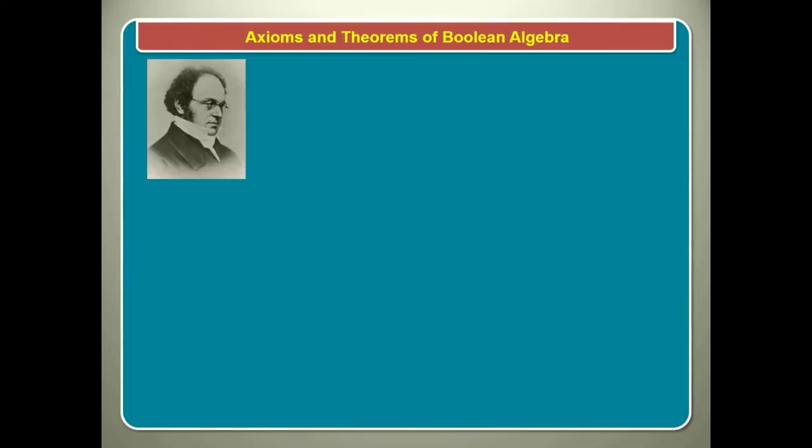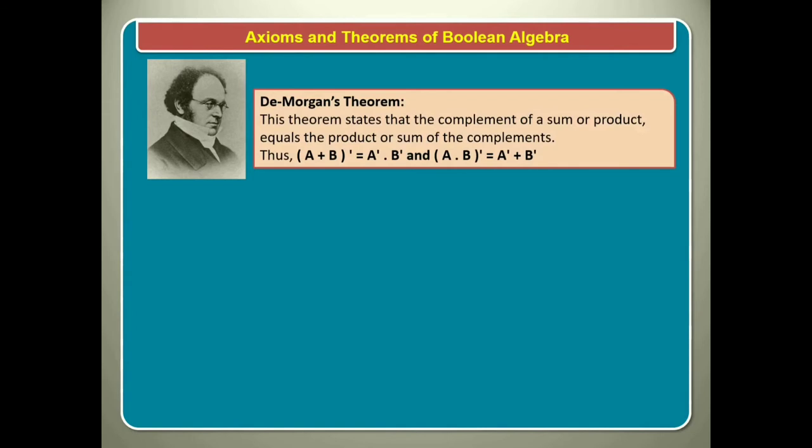Let us now move ahead to learn about the De Morgan's theorem. This theorem states that the complement of a sum or product equals the product or sum of the complements. Thus, the complement of the sum of A and B is equal to the product of the complement of A and B, and the complement of the product of A and B is equal to the sum of complement of A and B.